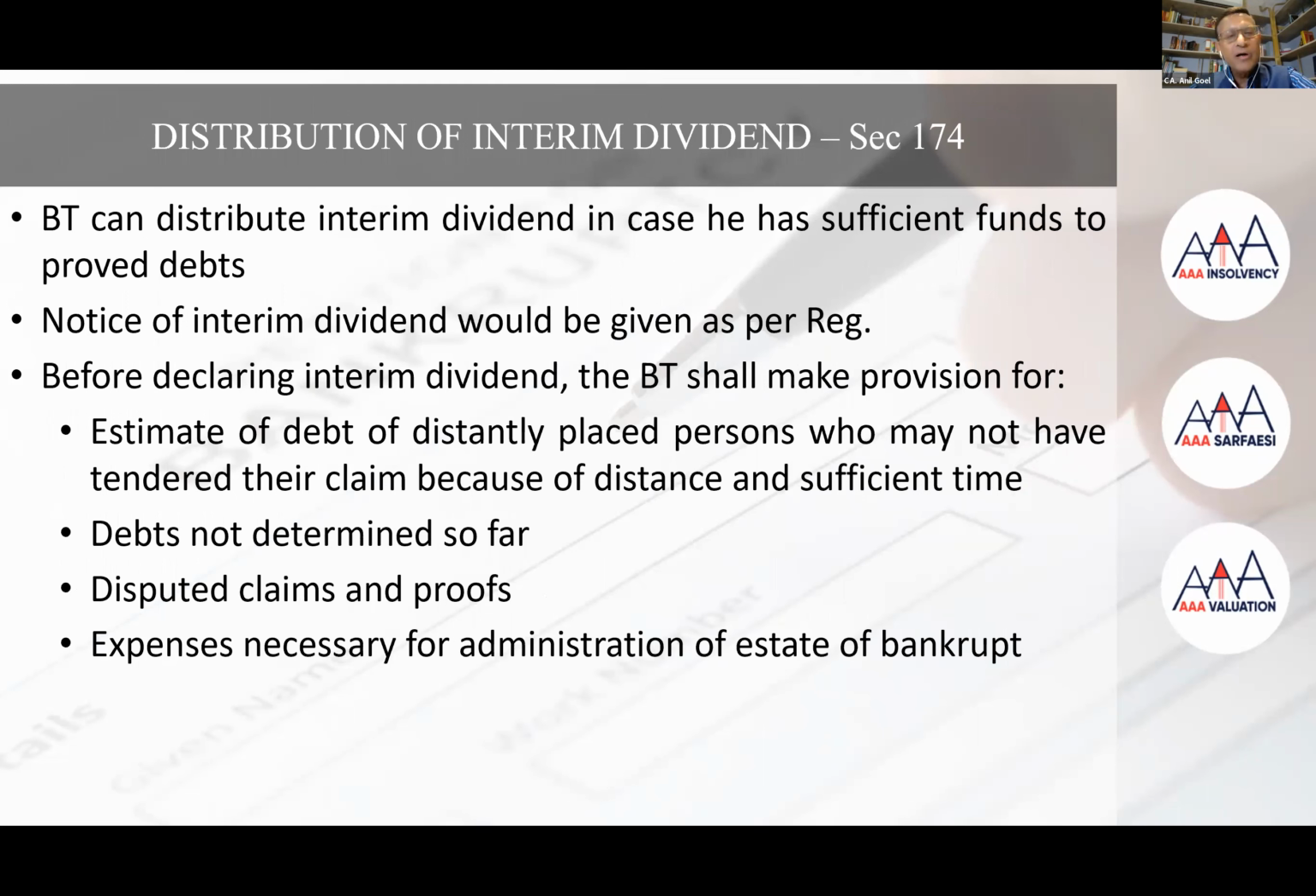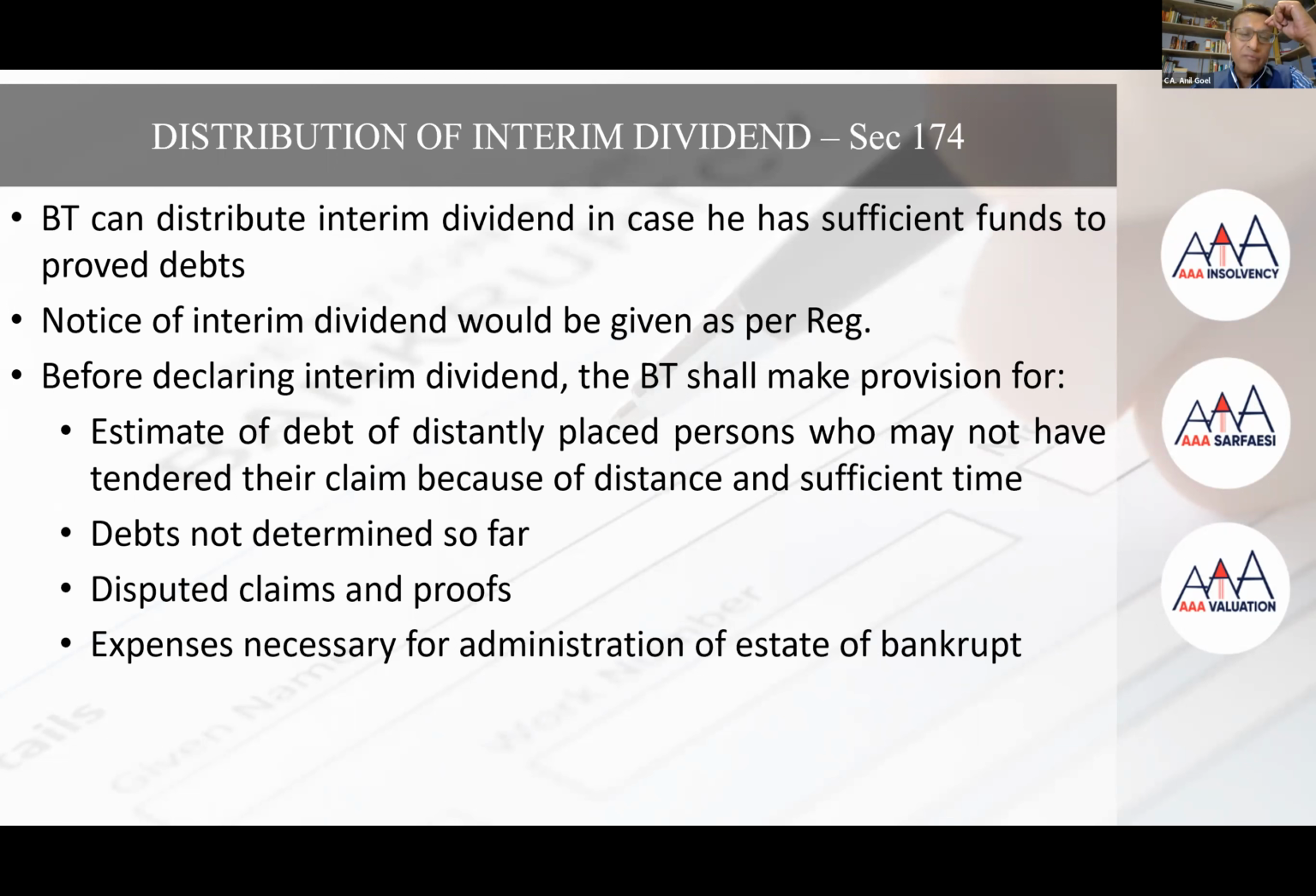Whenever we distribute the dividend to the creditors who have made any claim for bankruptcy debt, that is dealt with in section 174. The BT can distribute an interim dividend in case he has sufficient funds to pay proved debts. Notice of the interim dividend would be given as per regulations. Before declaring the dividend, the BT shall make provision for the estimate of debt of distantly placed persons who may not have tendered their claim because of distance and sufficient time, debt not determined so far, disputed claims and proofs, and expenses necessary for administration of the estate of the bankrupt.